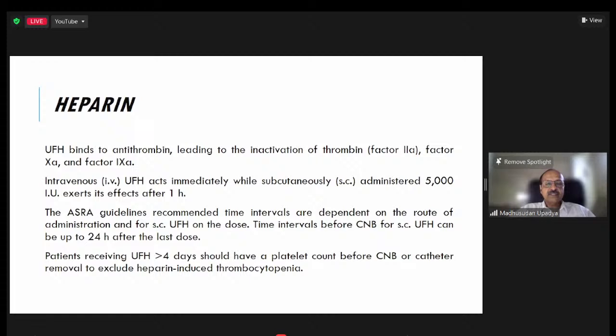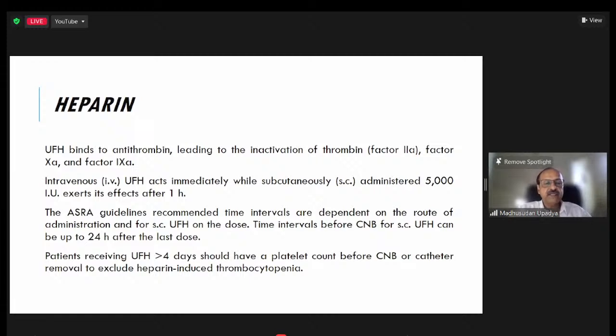And the ASRA guidelines recommended time intervals are dependent on the route of administration, basically. And for subcutaneous unfractionated heparin dosing too, the time interval before the central neuraxial blockade can be up to 24 hours after the last dose. Though for intravenously administered heparin, we take the liberty of doing the procedure in about 6 hours time because it acts for only about 4 to 6 hours. But if it is subcutaneous, then you have to wait for 24 hours at least after the last dose.